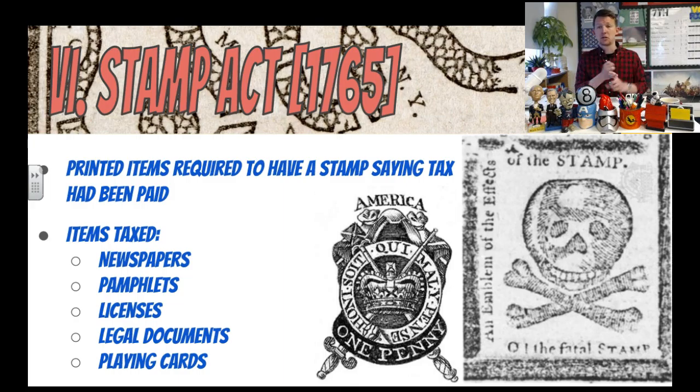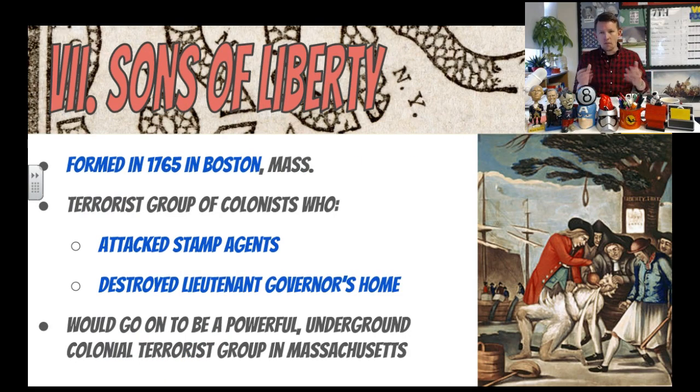Everything from newspapers to pamphlets to books, licenses, legal documents, even playing cards had a stamp on it. And that means it's going to raise the cost of these pieces of paper, and it's going to anger the colonists very much. So much so that in Massachusetts, in Boston, for example, in 1765, you have a group of people who get together who call themselves the Sons of Liberty.